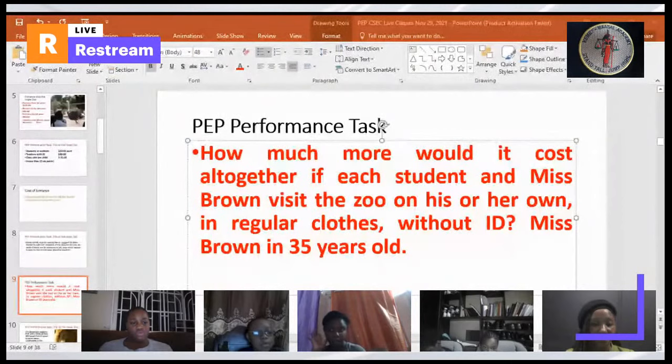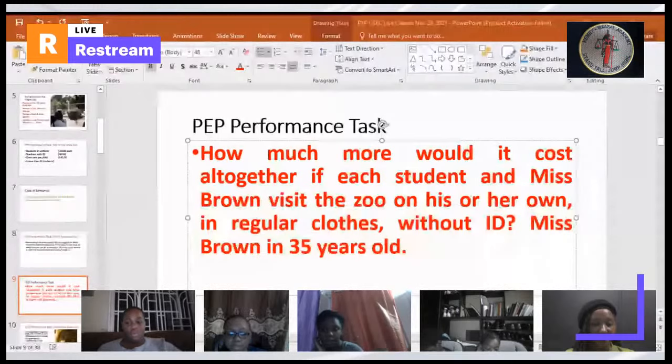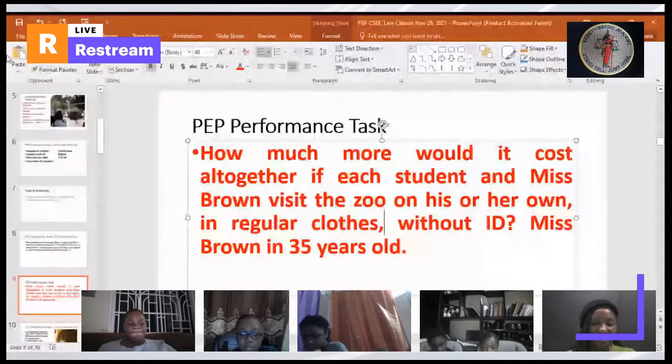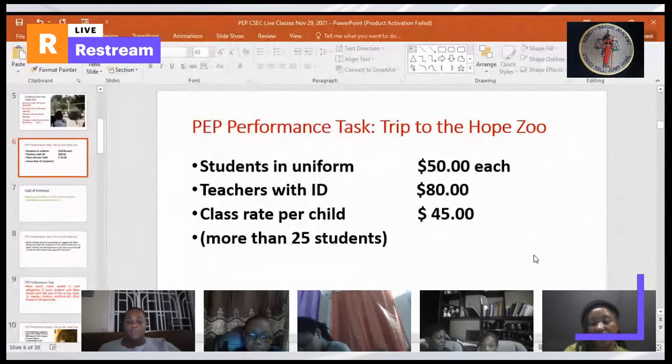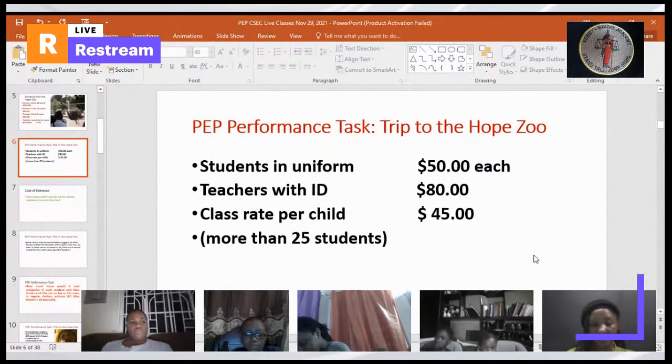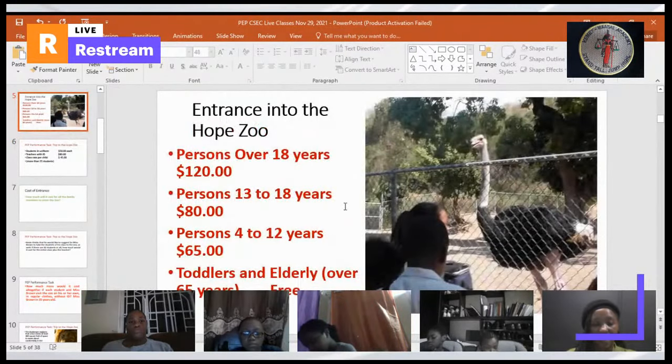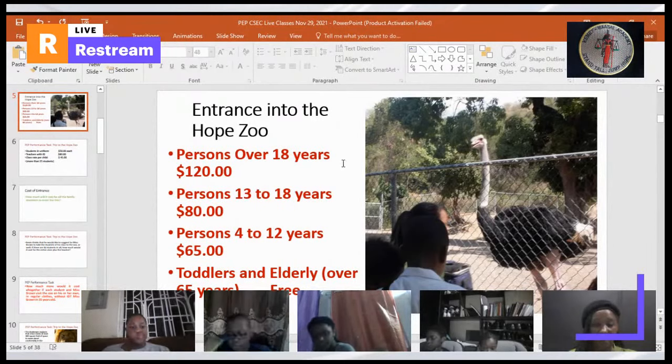Miss, can you scroll back up to the information, the slide? That one is if they're in their uniform with ID. So we just worked out that cost. This one is if you're going by yourself or with your family without your uniform, no ID or anything, you're just going in your regular clothes.